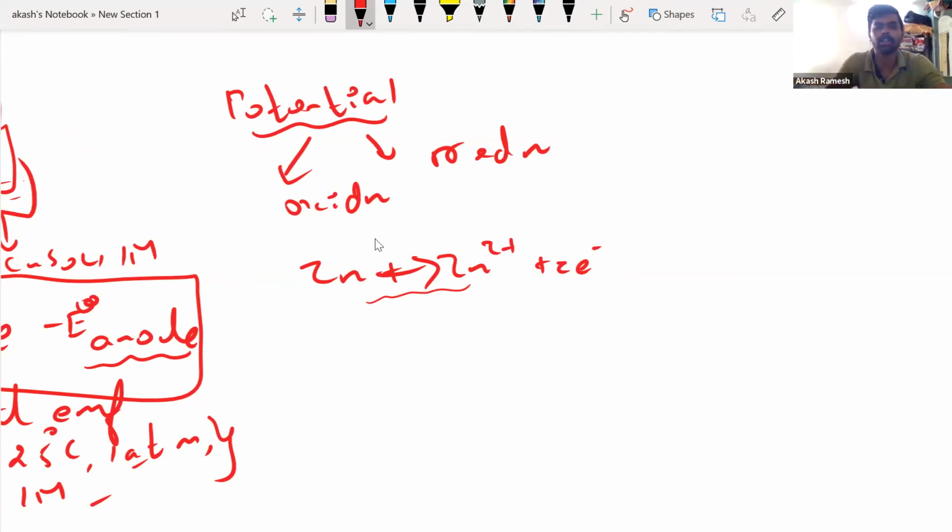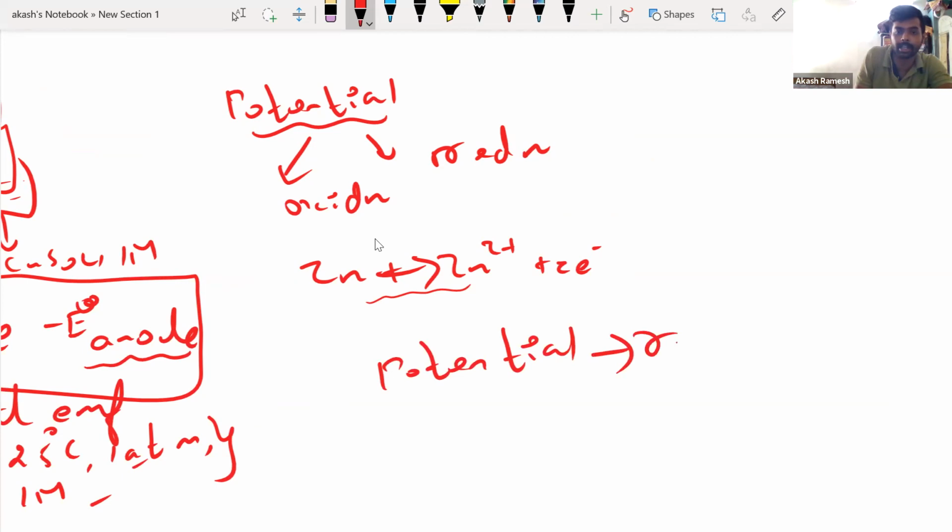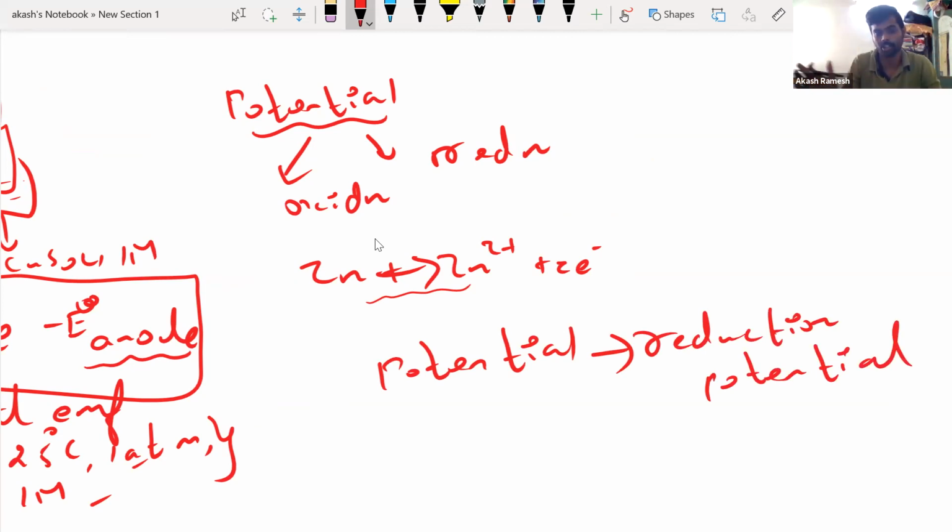But all these are going to be very confusing if I'm going to use both oxidation as well as reduction potential. So from now on, when I say potential, by default it always means reduction potential. So whether I have an oxidation reaction or a reduction reaction, we always speak only and only about reduction potential. Please remember this.